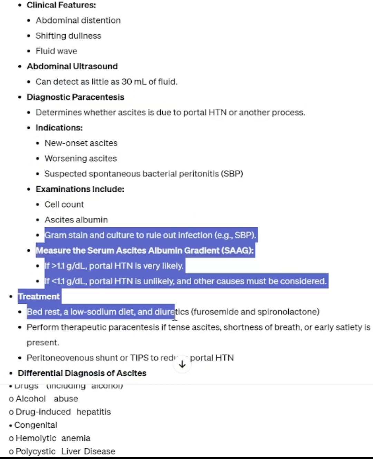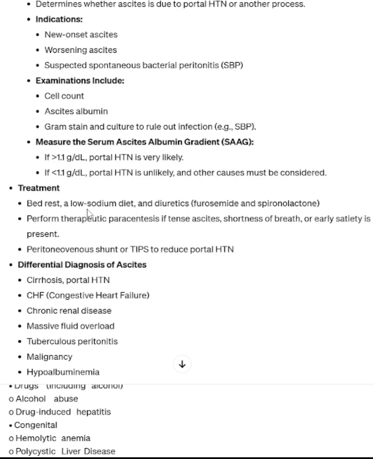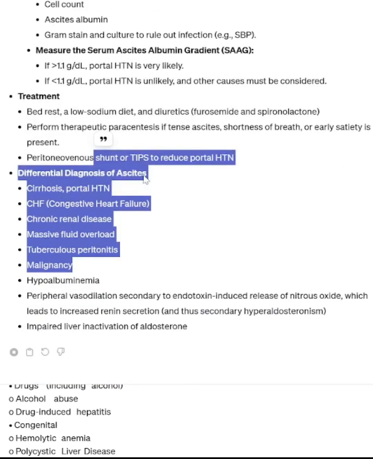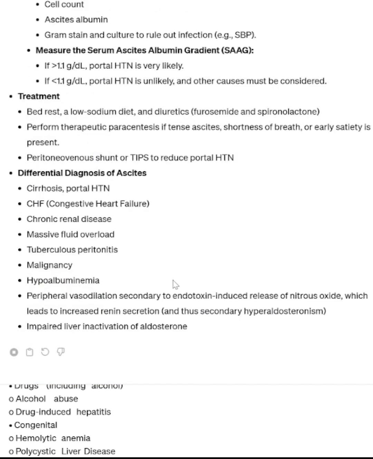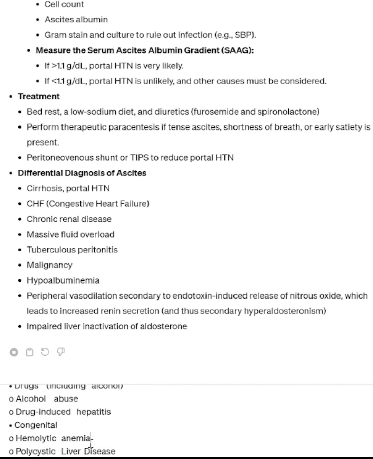Treatment: bed rest, a low-sodium diet and diuretics, furosemide and spironolactone. Perform therapeutic paracentesis if tense ascites, shortness of breath, or early satiety is present. Peritoneovenous shunt or TIPS to reduce portal HTN. Differential diagnosis of ascites: cirrhosis, portal HTN, CHF, congestive heart failure, chronic renal disease, massive fluid overload, tuberculous peritonitis, malignancy.